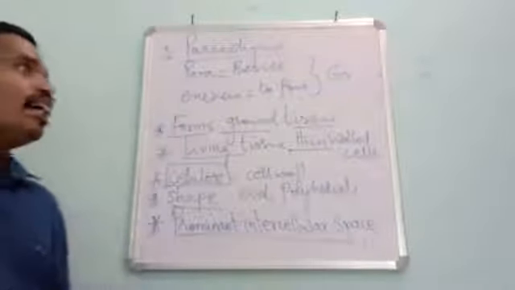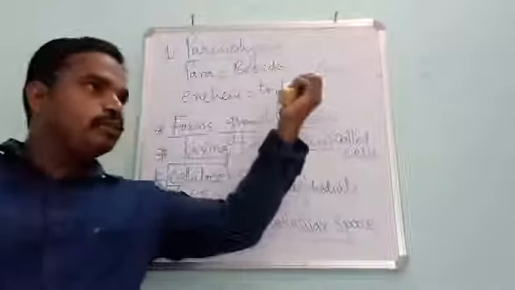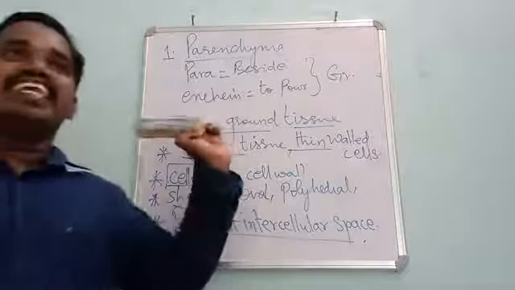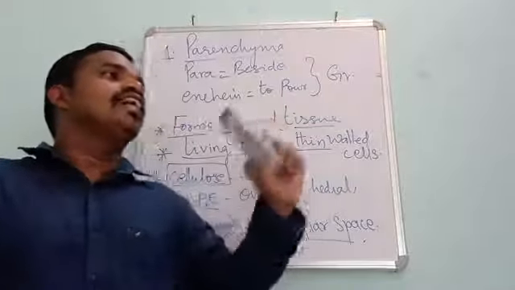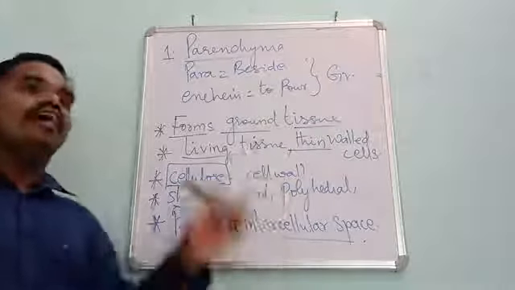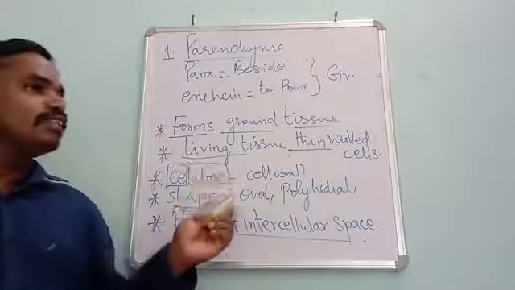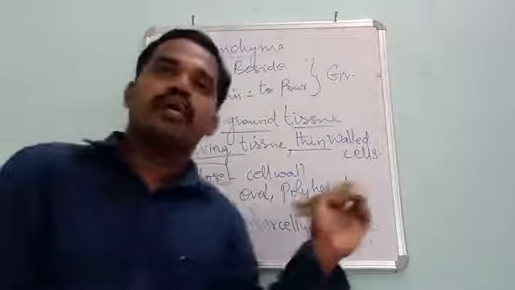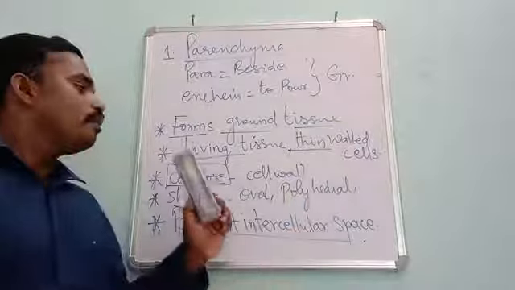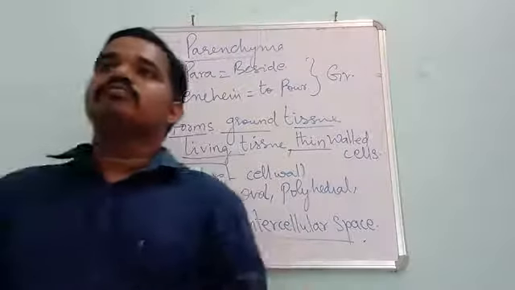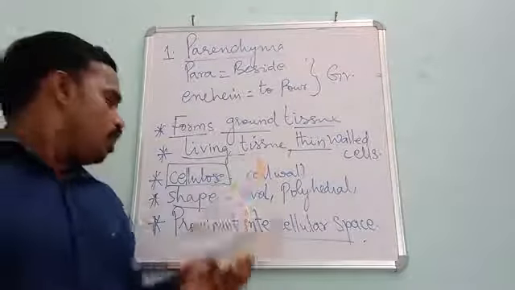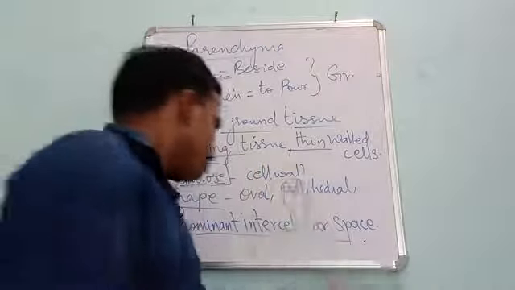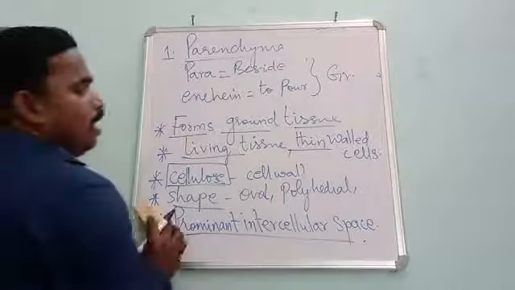So what is the parenchyma? This parenchyma is a simple permanent tissue. It forms a ground tissue, as well as it is a living tissue with thin cell walls. The cell wall of the parenchymatous cells is made up of cellulose, and the shape of the parenchyma may be oval, polyhedral, rectangular or irregular. And we can see the visible intercellular space.